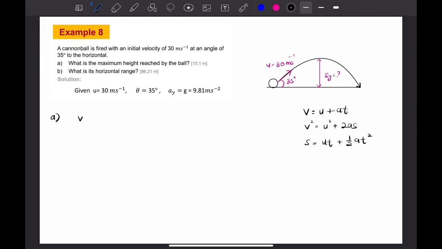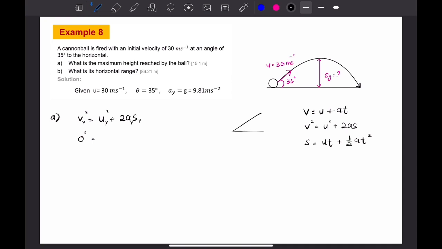So let's look, either we can use the second equation, so we will try and error. We know that if you want to find the sy, everything needs to be y as well: Vy, uy, ay, and sy. So we know that Vy is 0 at the top, and for the uy we need to find it separately. The u given is only the resultant u. You need to resolve it into ux and uy.